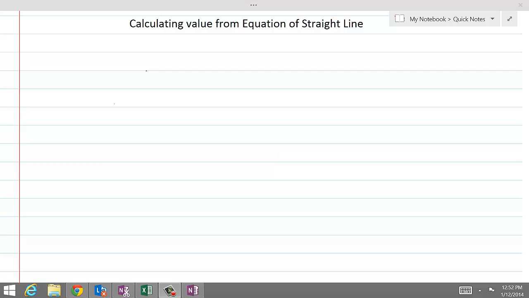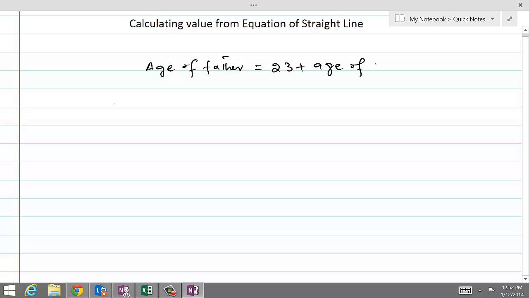Calculating value from equation of straight line. Suppose the age of father and his son is connected by the equation: age of father is equal to 23 plus age of son. What it really means is that the son was born when the father was 23 years old. Suppose we have this equation.